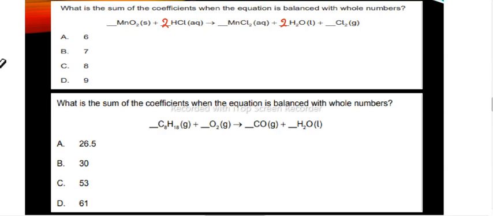Now looking at the balancing part, you're going to find that you need a 4 beside the HCl in order to balance the hydrogens and the chlorine. In total it is 2 and 2. So now it's balanced. I'm going now to count the coefficients.